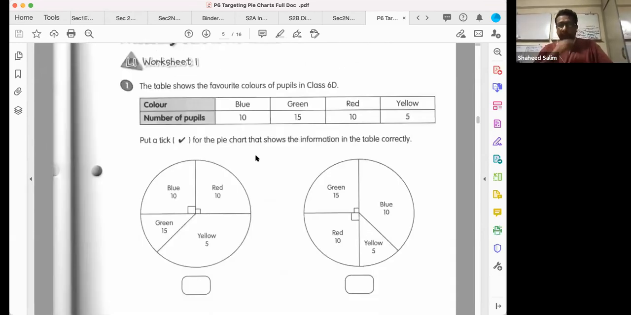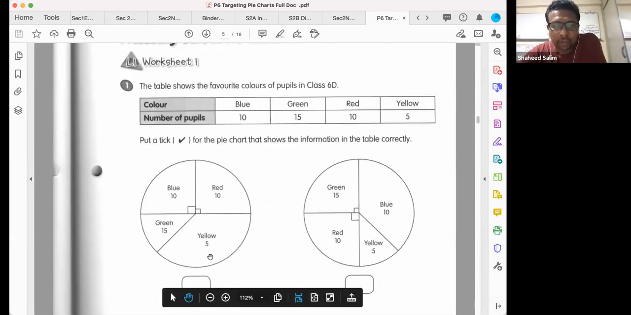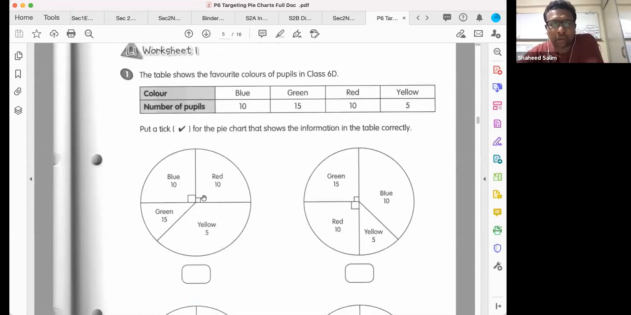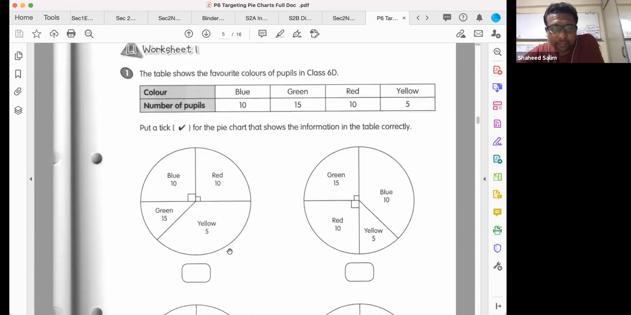Is this correct or not? First, you need to see all. Put a tick for the pie chart that shows the correct information. Okay, you can tell me whether this, you right or wrong. This is A, this is B. Can you indicate A is correct or wrong?